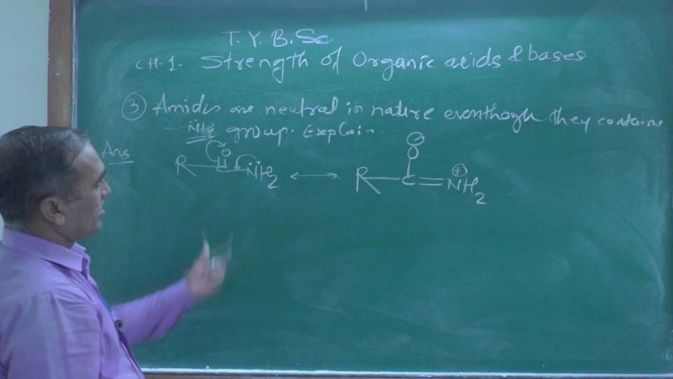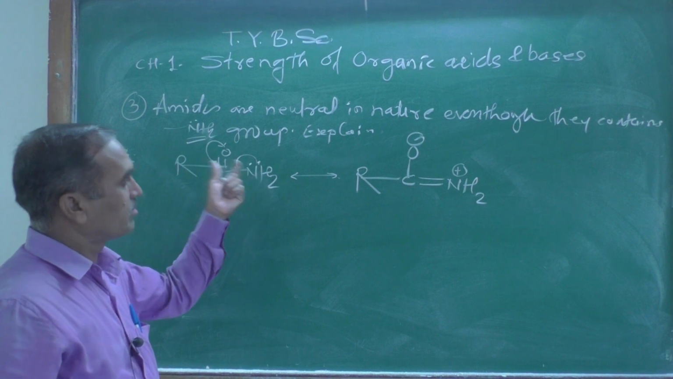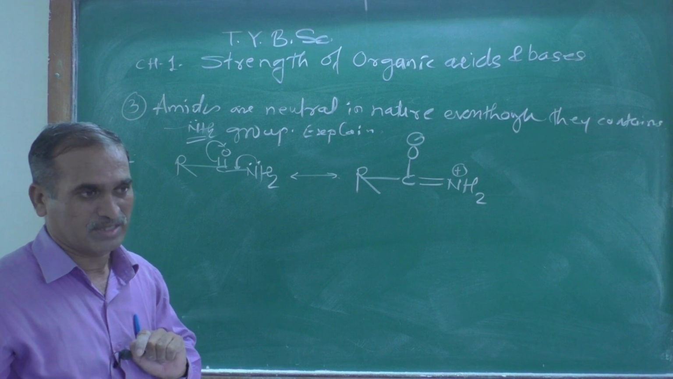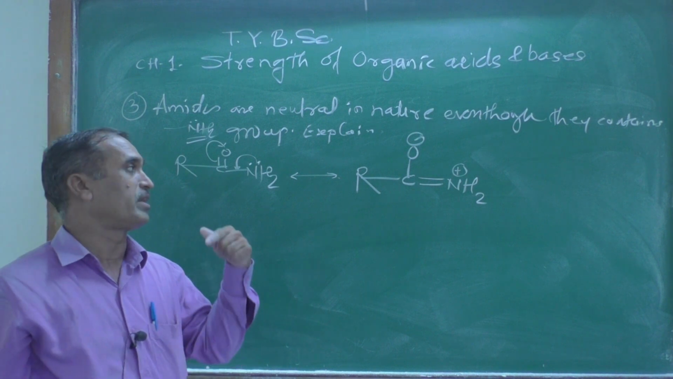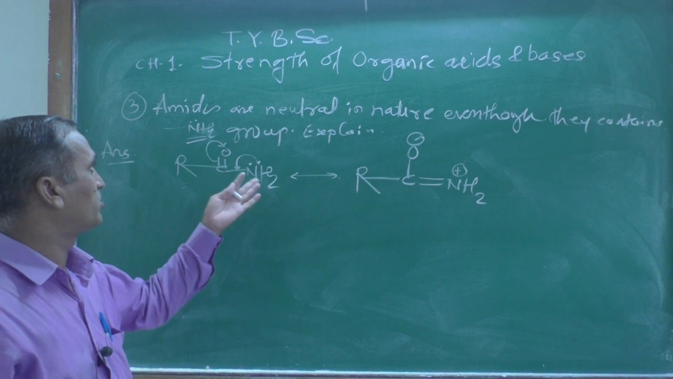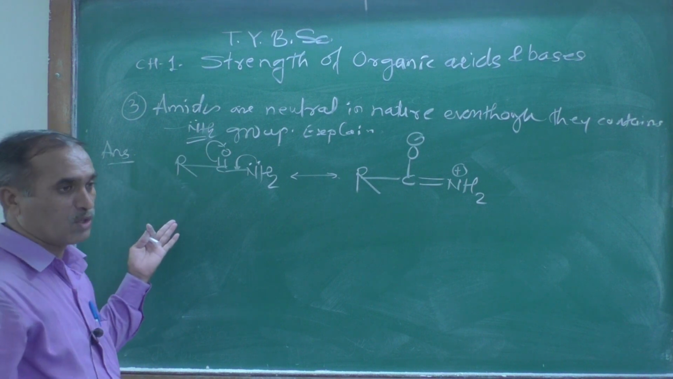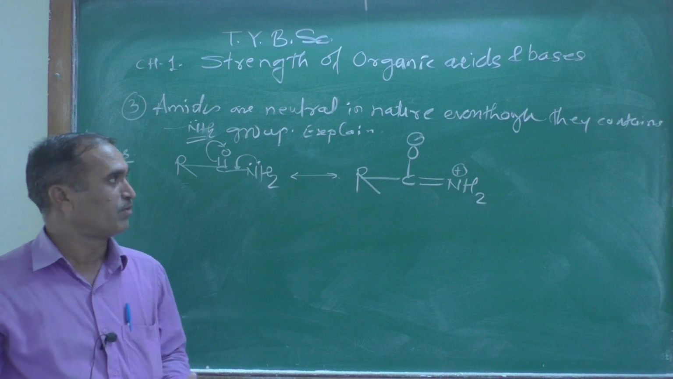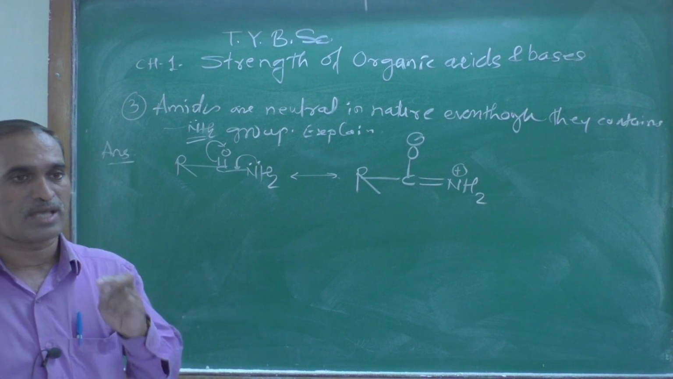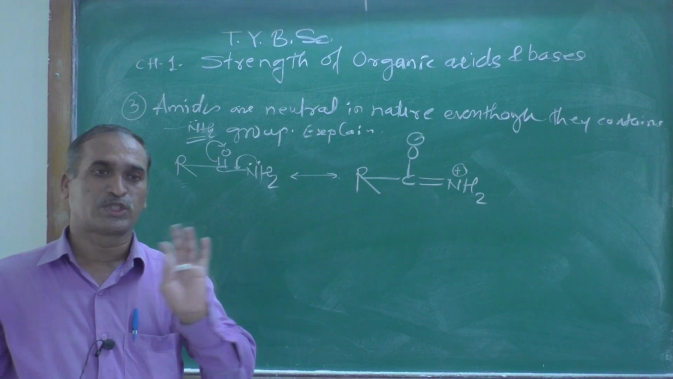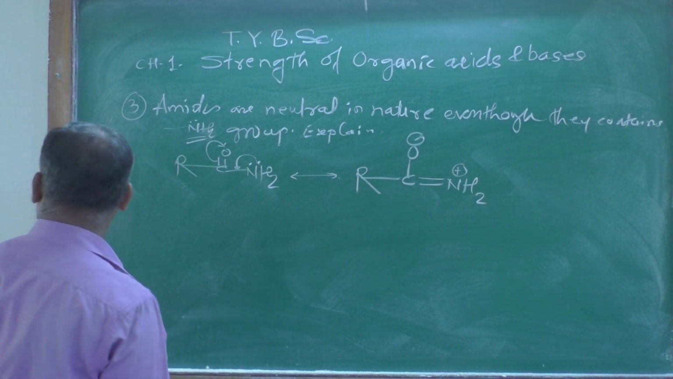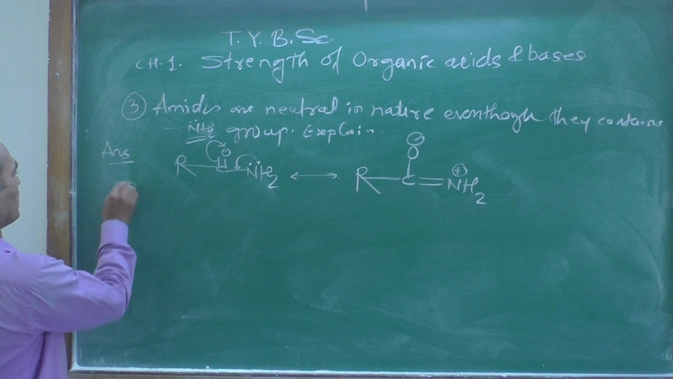There is an NH2 group, and they should show basicity, but they do not, because that lone pair is not available for donation. It is engaged in delocalization, and therefore amides are found to be neutral in nature even though they contain nitrogen. Now let us move on to the next application.